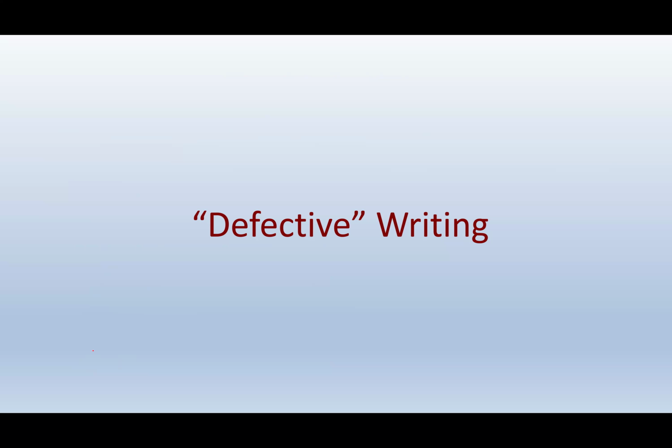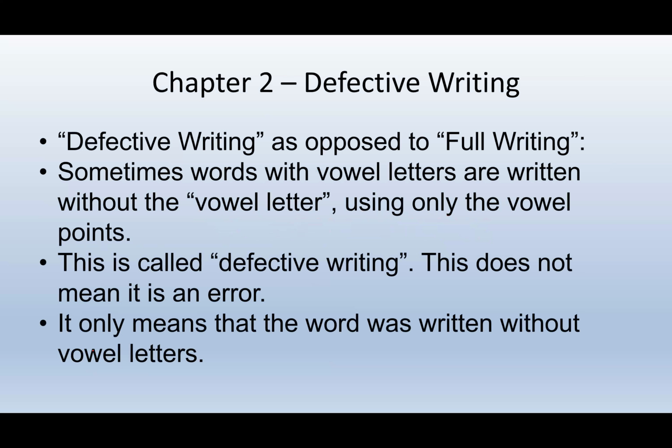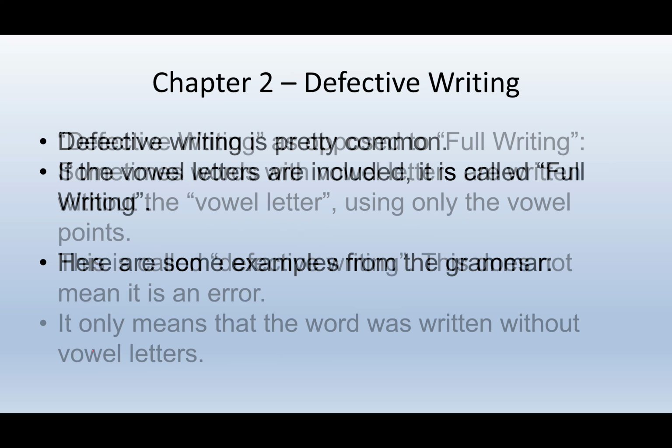Defective writing. That's a little misleading because nothing is defective in it. That's what they call it, defective writing, as opposed to full writing. Sometimes words with vowel letters are written without the vowel letter, just giving you the vowel points. It's pronounced exactly the same. It doesn't change anything. It's just another way of spelling it. But even though they call it defective, it's not an error. It only means that the word was written without vowel letters.